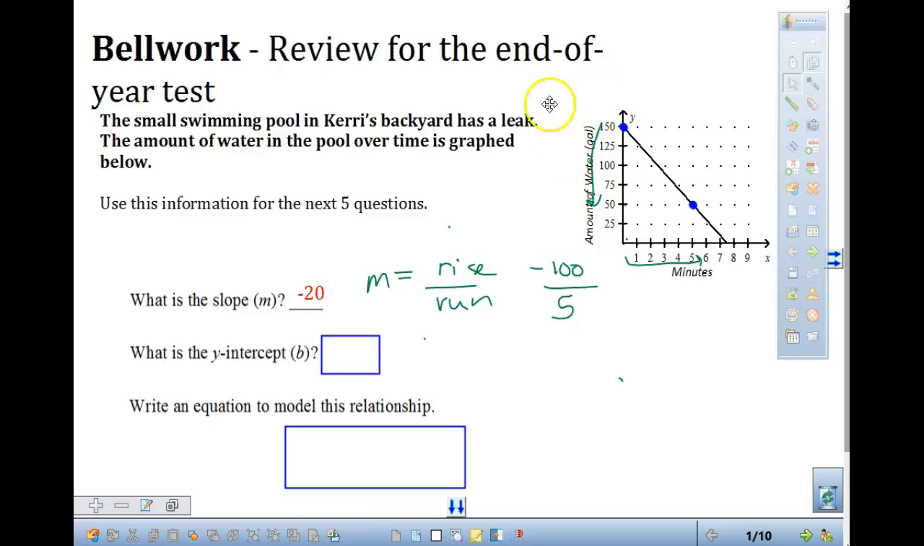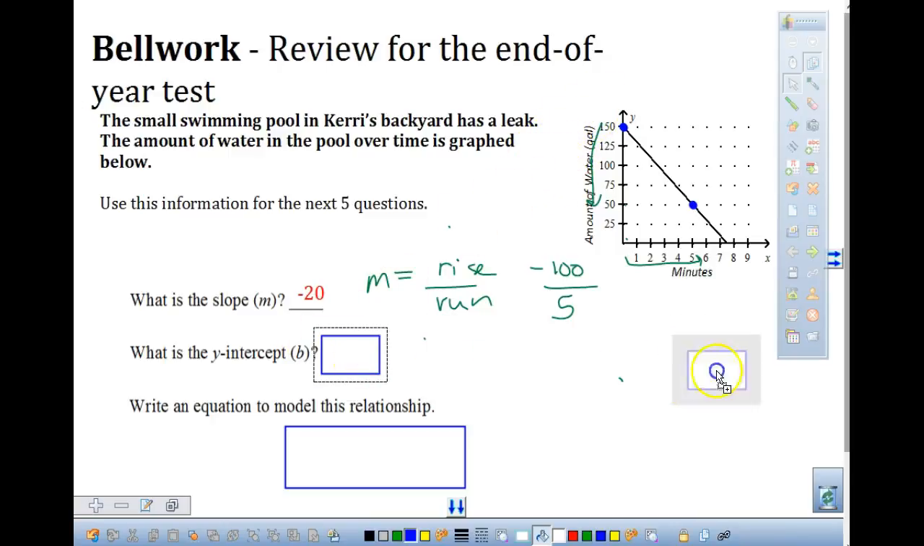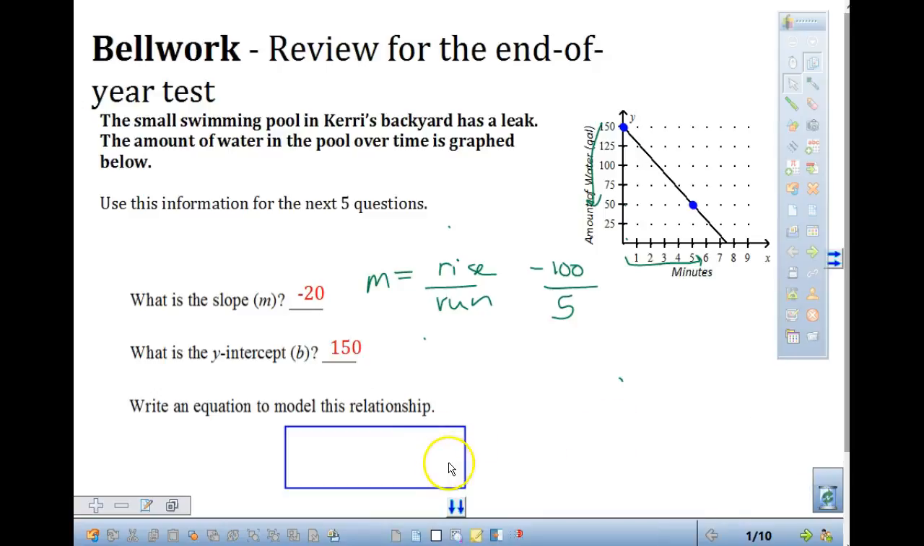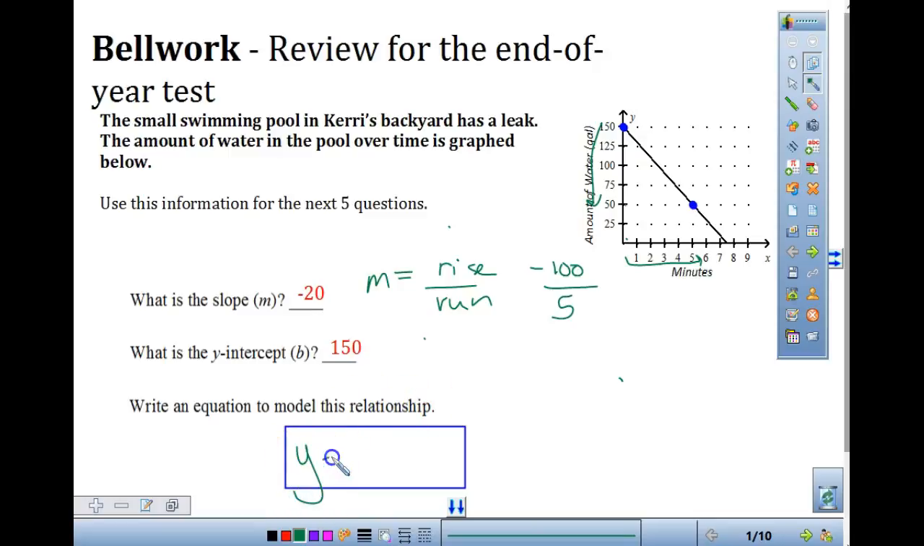What's our y-intercept as I'm looking at this one, Haley? 150. And if we were going to write an equation for this, my equation should be y equals, saying what x? Negative 20x plus what, Daniel? Plus 150. What does the 150 mean if I am looking at that?